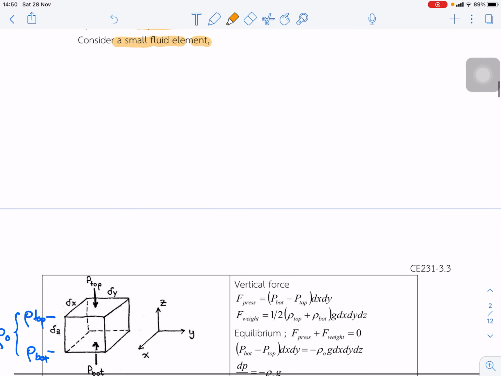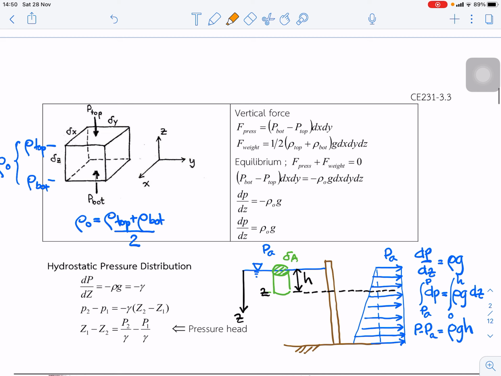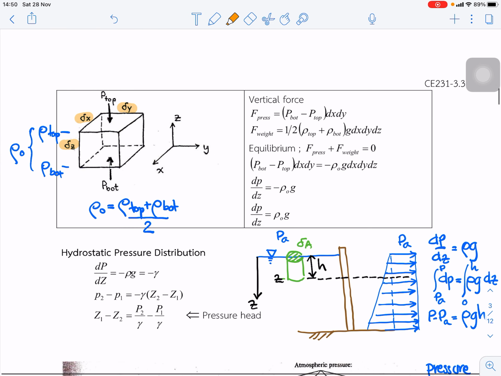In this case, it's like a cube of fluid, and the size of this cube is del x times del y times del z. Okay? And if the pressure on the top is P top and the pressure on the bottom is P bottom, we can find the rho naught, the density, by taking the average between the density of the top and the bottom.